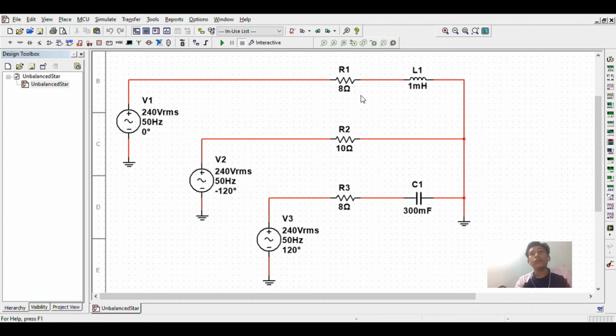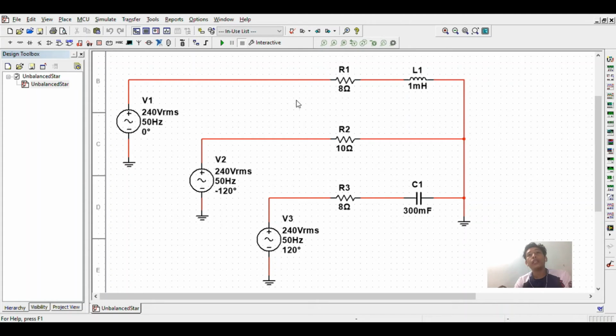And then the second voltage supply is 240 VRMS with 50 Hz, but the angle that we will be using is negative 120 degree. The wave is also sine, and then it will be grounded at the negative part. And the third AC supply will also be using 240 VRMS, 50 Hz frequency, and 120 degree, and it is also a sine wave. The negative part is also grounded.